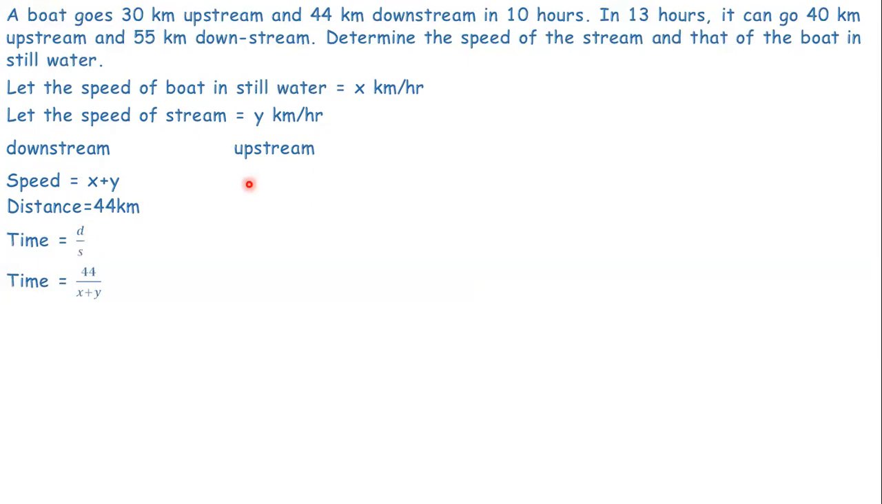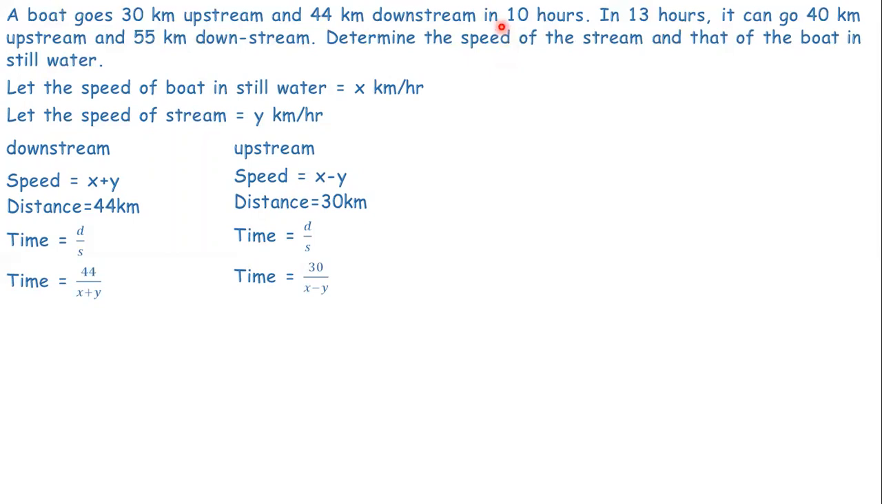What is the speed of boat in upstream? That is x minus y, speed of the boat minus speed of the stream. What is the distance traveled in upstream? In upstream, distance traveled is 30 kilometers. So we know that time is equal to distance by speed. So time taken by the boat to travel upstream is 30 by x minus y.